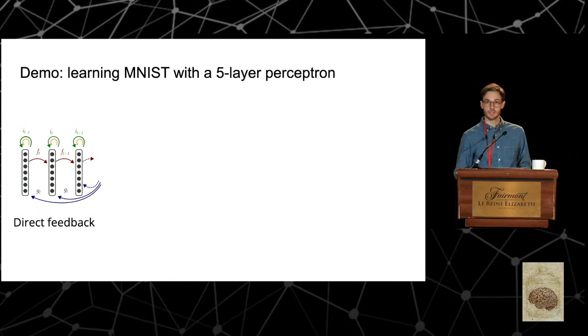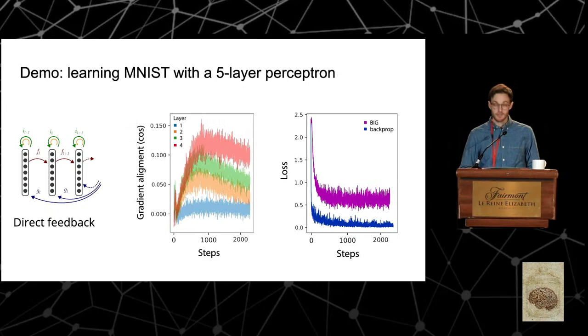Now, we did implement this idea in some simple simulations. We're using a direct feedback motif. This is a very flexible approach in terms of where that feedback is coming from. We do observe some gradient alignment, so we can look at the cosine of the angle of the true gradient, which we calculate, with this estimate. However, it's not very high, and in comparison to backpropagation, as well as other algorithms such as difference target propagation, in our hands, this algorithm is performing a good bit worse.